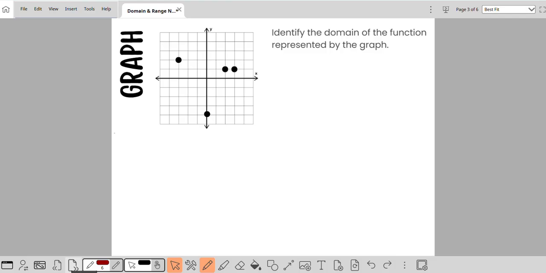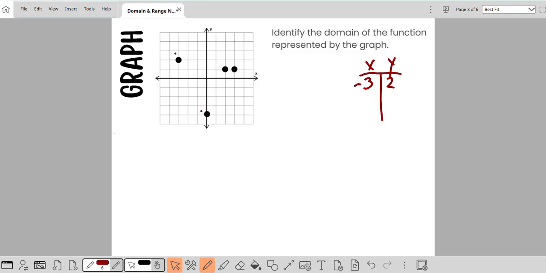The next way we're going to look at it is from a graph. Now there's two different ways to do this. It says to identify the domain of the function represented by the graph. I'm going to show you two ways, okay? So the first way, I'm going to draw a t-chart, x and y values. So let's start, since we're looking for the domain, let's start at the left and see what that first point is there. It is -3, 2. So I've written it down.